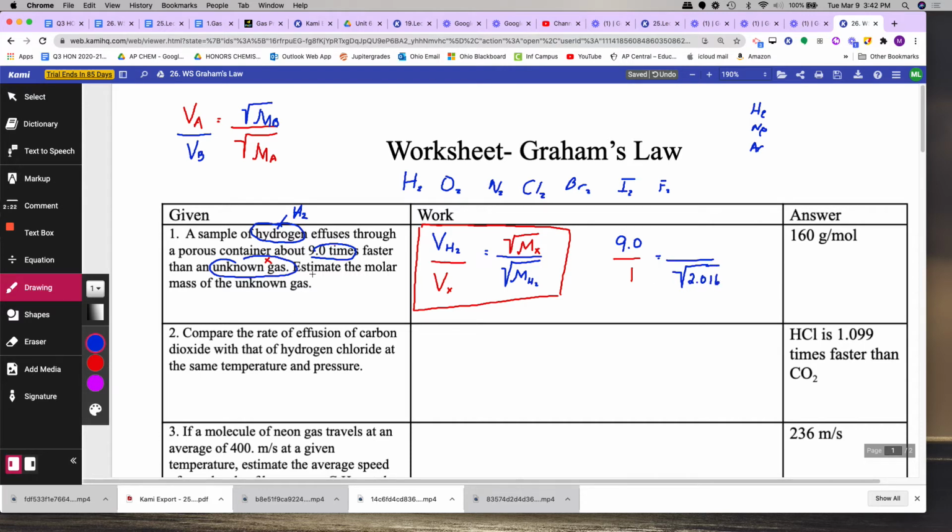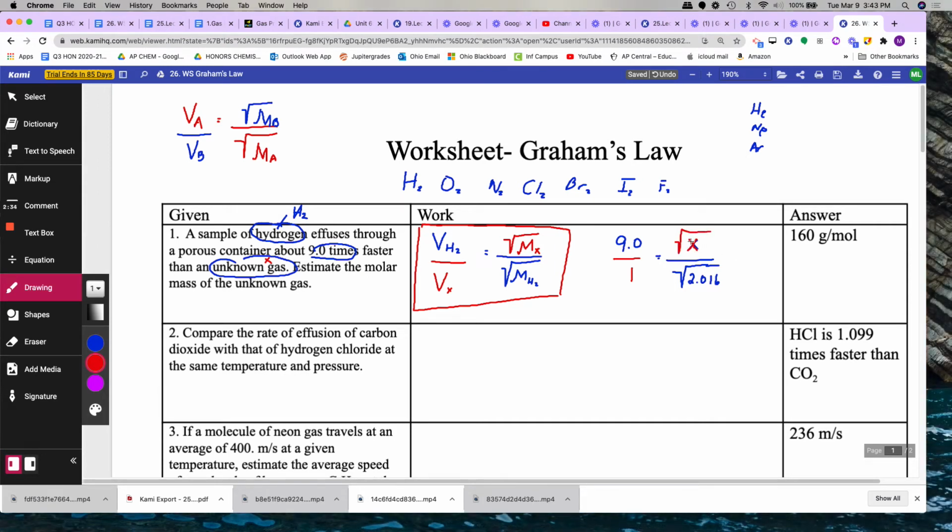Estimate the molar mass of the unknown gas. So this is the unknown gas X, and the molar mass is under the square root. This is a very powerful problem. If you can see how many times faster one is from the other, you can tell how much it weighs, which is something cool because you can't really see it.